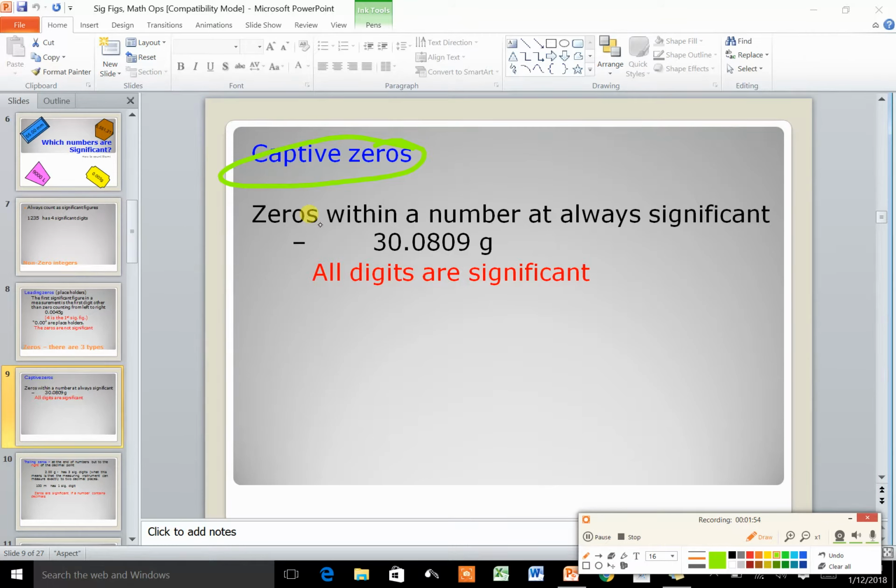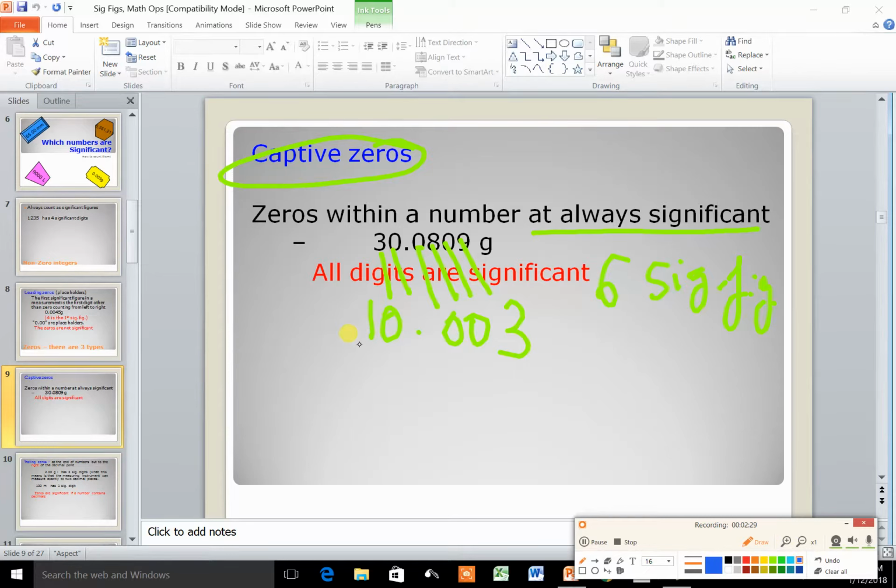Captive zeros, zeros within a number, are always significant. So all of these numbers are significant. 1, 2, 3, 4, 5, 6. 6 significant figures. Again, all the zeros that are captive, captive means hidden, are considered significant. So if you have a number 10.003, okay, this number has how many significant figures? 1, 2, 3, 4, 5. 5 significant figures.